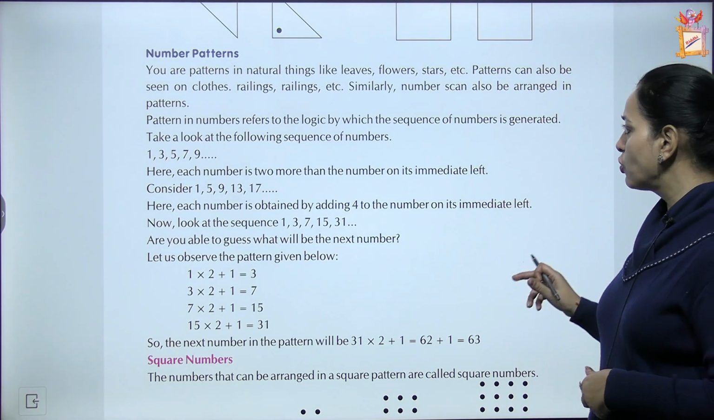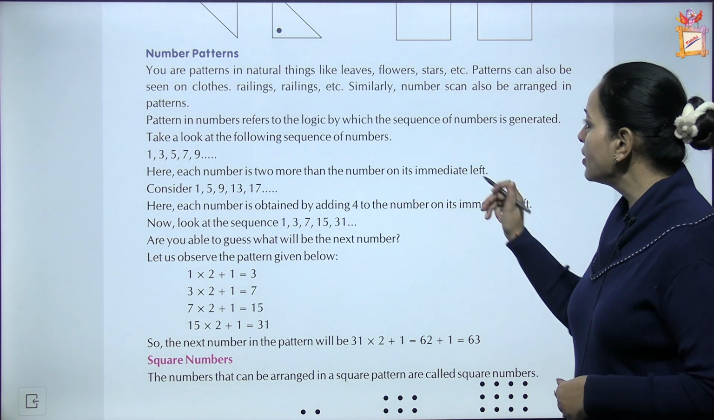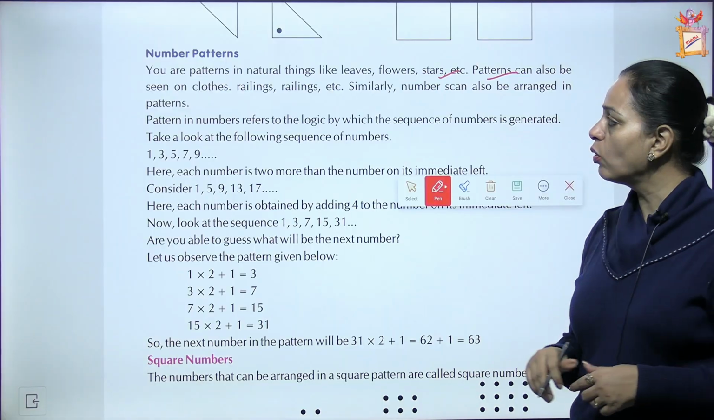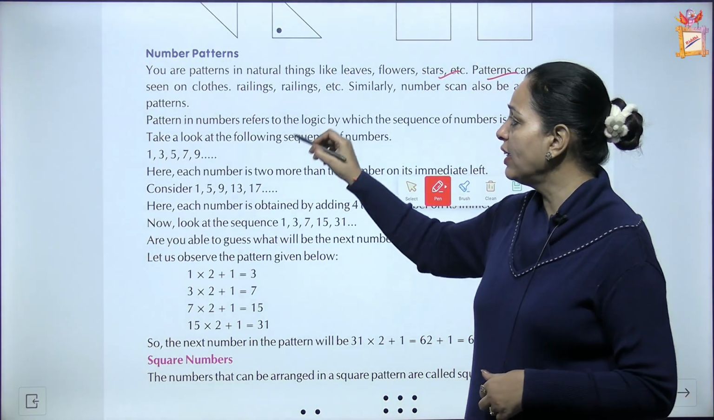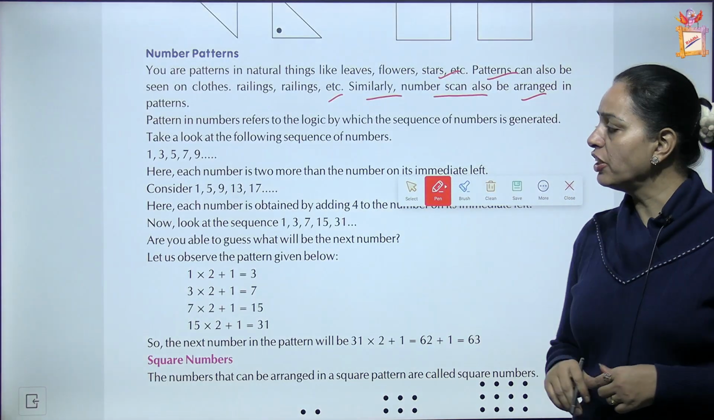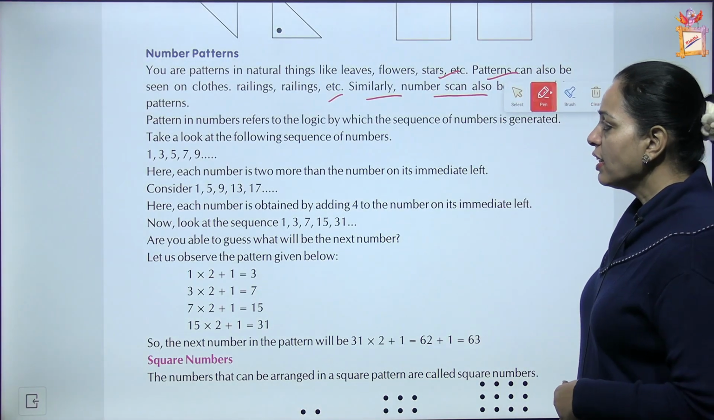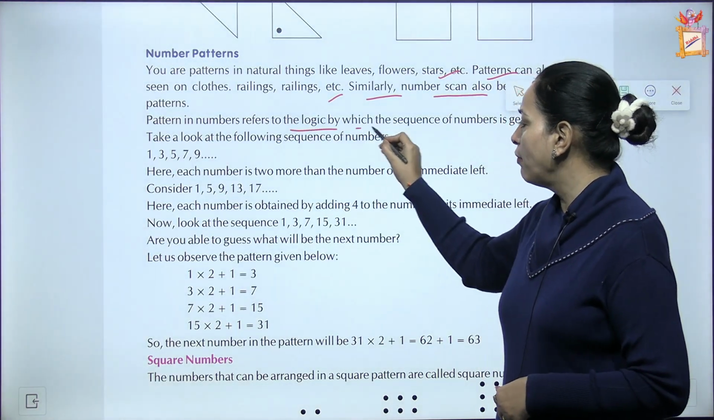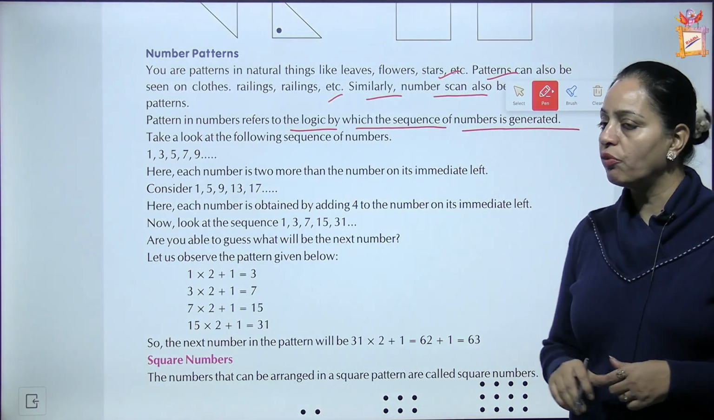Now we are talking about number patterns. You see patterns in natural things like leaves, flowers, stars, etc. Patterns can also be seen on cloths, railings, etc. Similarly, numbers can also be arranged in patterns. So, pattern in numbers refers to the logic by which the sequence of numbers is generated.